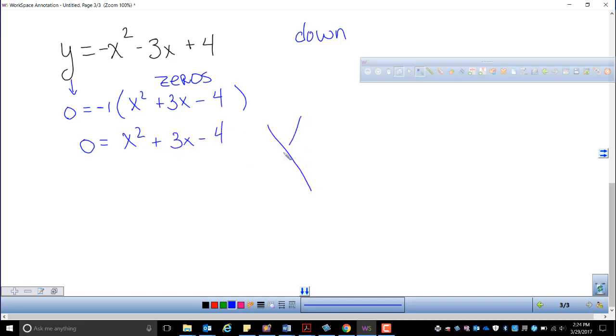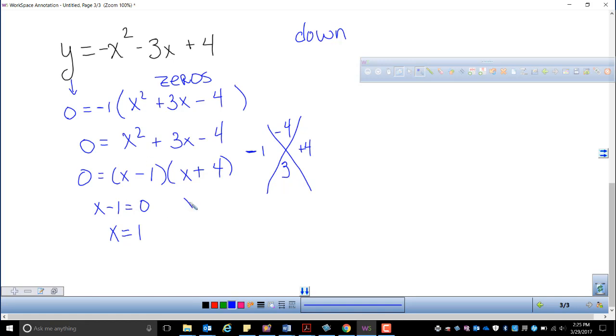So I make my x for my factors. I had negative 4 and positive 3. So it's 1 times 4. And if this one is negative, so then I get x minus 1, x plus 4, because it's positive 4. And then I set them equal to 0, each one by itself. So I get 1 is a 0, and I get negative 4 is a 0.